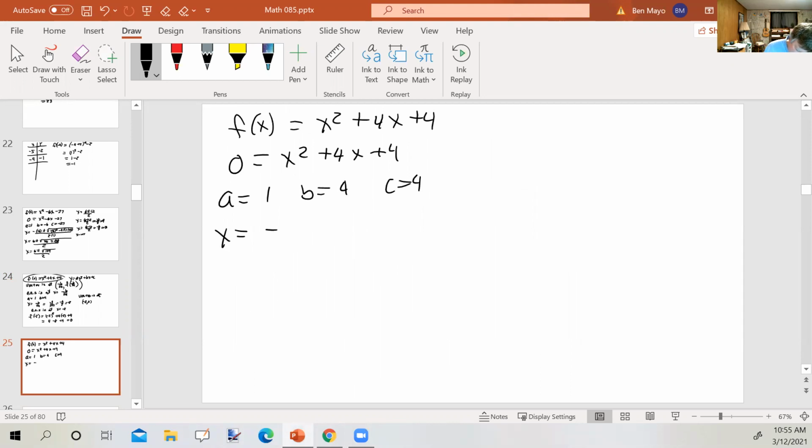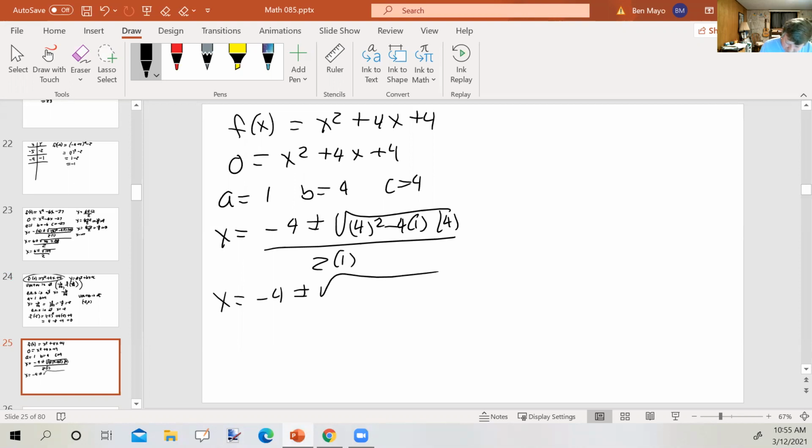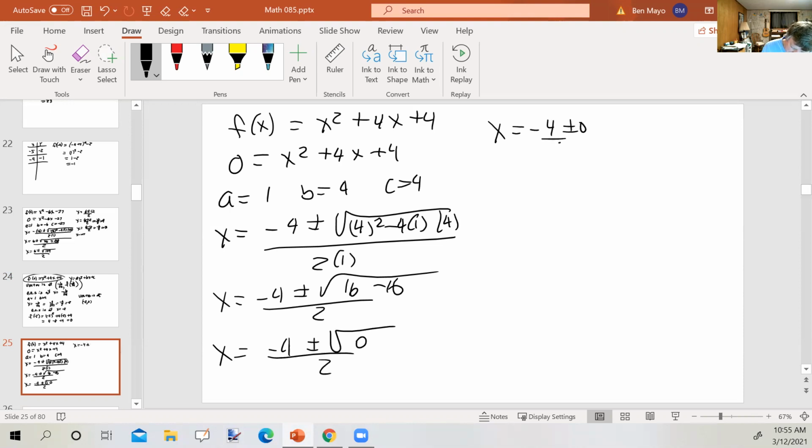X equals negative b plus or minus the square root of b squared minus 4ac all over 2a. X is negative 4 plus or minus the square root of 16 minus 16 over 2. X equals negative 4 plus or minus the square root of 0 over 2. X equals negative 4 plus or minus 0 over 2. X equals negative 4 over 2. So x equals negative 2. So the x-intercept is at negative 2, 0.